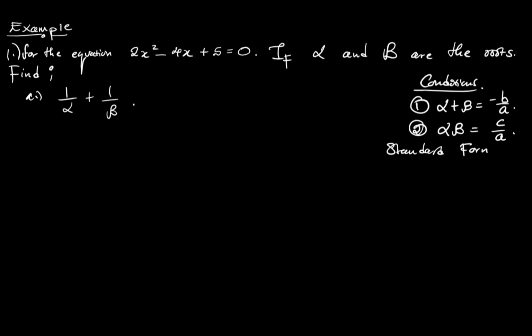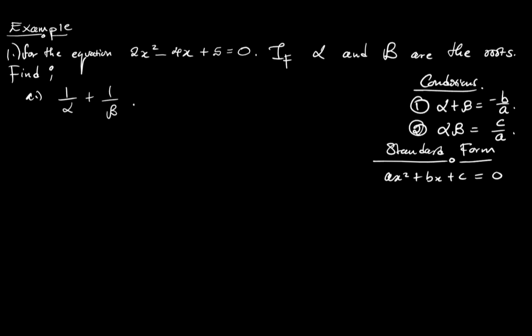The standard form is ax squared plus bx plus c is equal to 0. Now the pluses could also be plus or minus: ax squared plus or minus bx plus or minus c, then equal to 0.